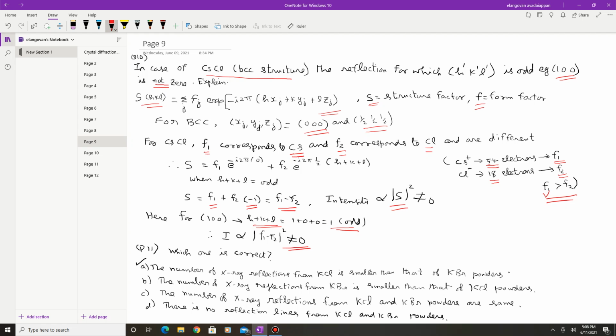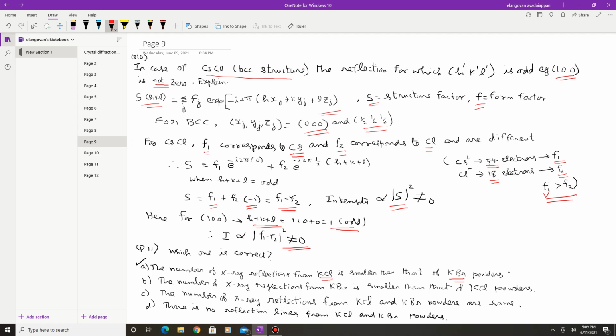The next question is, now let us find which one is correct. The number of X-ray reflections from KCl is smaller than that of KBr. Potassium chloride powder has fewer reflections than potassium bromide powder. So we take a powder photograph and you will find the reflection lines for the two specimens, one for potassium chloride and one for potassium bromide. Option A: the number of X-ray reflections from KCl is smaller than KBr.